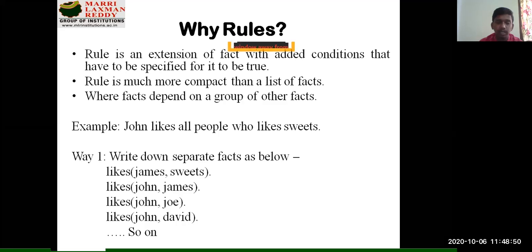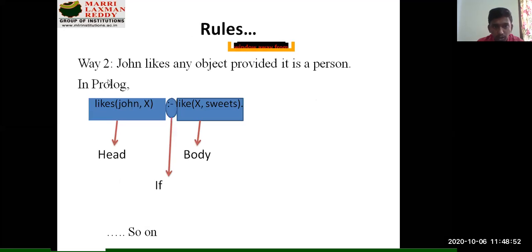Likewise, we need to define a set of rules. Here you can see one more statement: John likes any object provided it is a person. So in Prolog, as I said in the previous example, a rule is something like this: likes of John comma X. Here likes is your predicate, and John comma X are your arguments. As I said, this symbol indicates your if condition. And again I am saying that likes of X comma sweets is your body. It can extend in many ways.